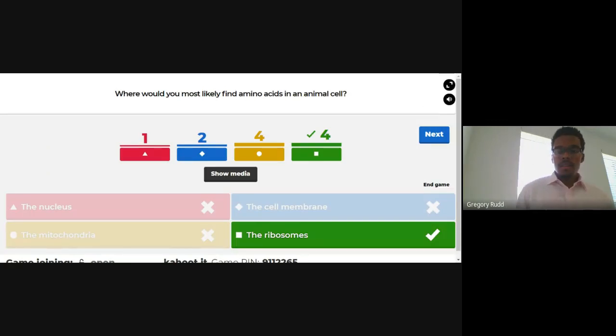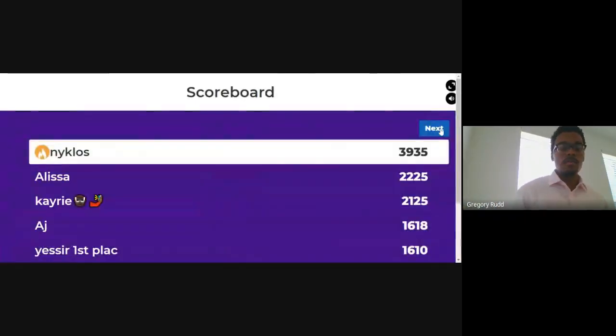Okay, good. So we're thinking that amino acids are the building blocks of proteins. And of course, proteins get assembled in the ribosome. So ribosomes are needed to produce proteins, which means you can find many amino acids in the ribosome.